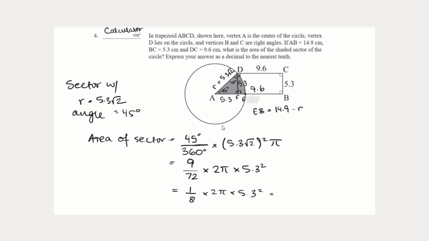Plugging this into a calculator gives us 22.06, and they only want it to the nearest tenth, so this is the tenths position. You see that a 6 follows the 0, so you round up the 0 to a 1. So the answer is 22.1 centimeters squared.